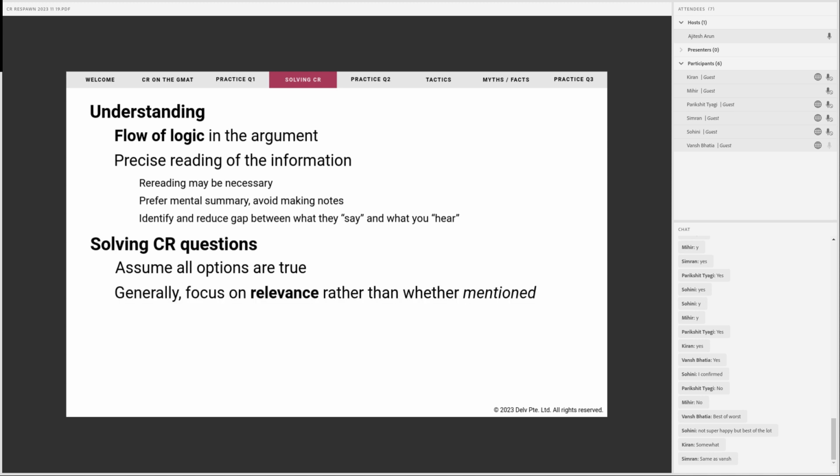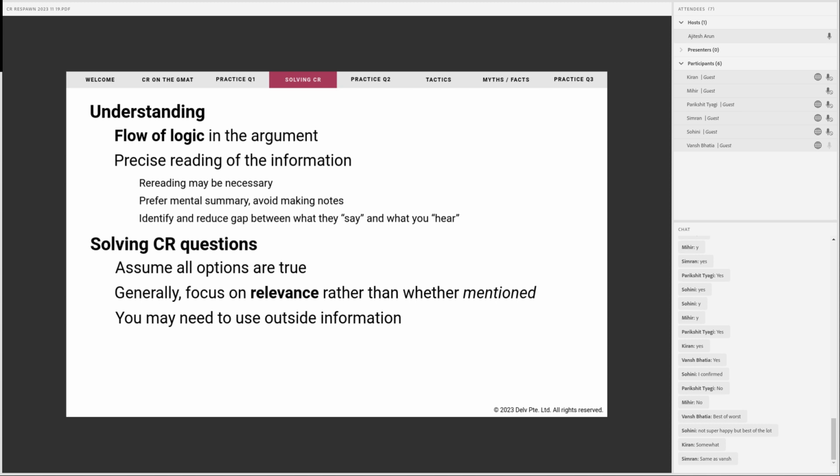Next, as we discussed in the previous question, try not to think about whether something has simply been mentioned or not for most of your questions. Instead, focus on relevance. Is this relevant to the issue that we're discussing? Not just, oh, has my question mentioned it or not? Because in most cases, you are going to get new information.